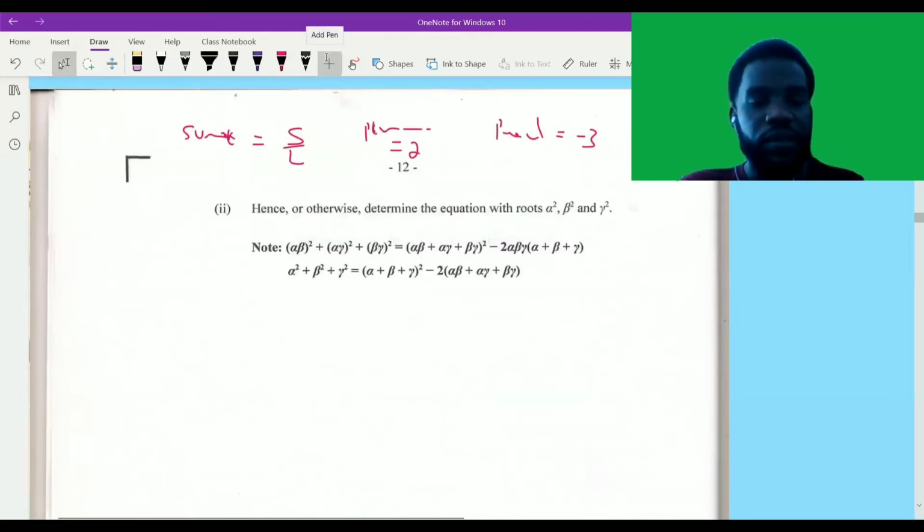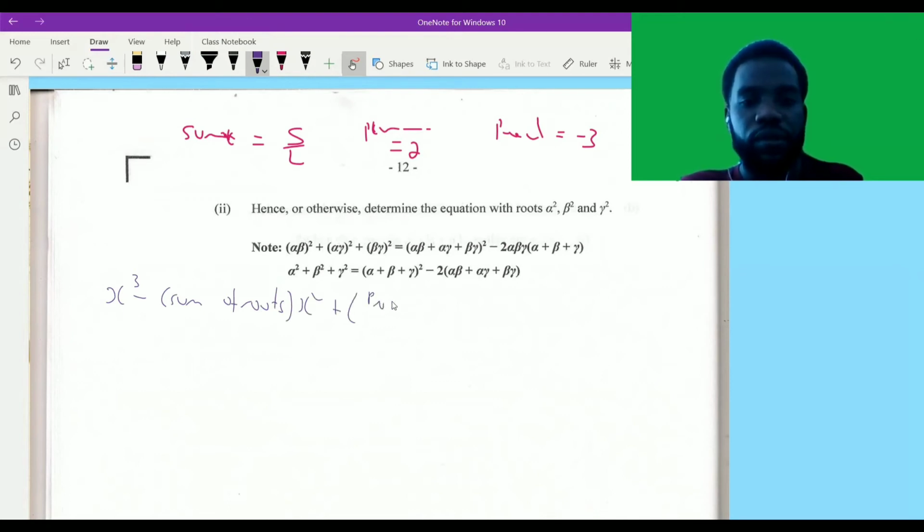All right, so let's get right into it. It says determine the equation with roots alpha squared, beta squared, and gamma squared. Now all cubic equations take the same form. x cubed minus the sum of roots times x squared plus the product of roots pairwise, all of that multiplied by x, minus the product of roots equals 0. All right, so sum of roots, product of roots pairwise, minus the product of the roots equal to 0.